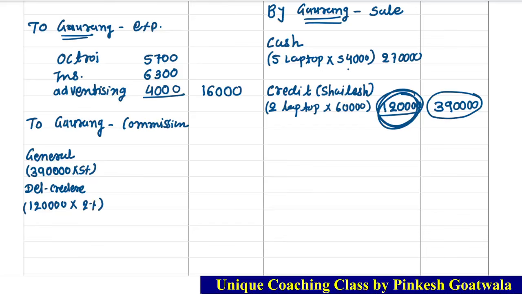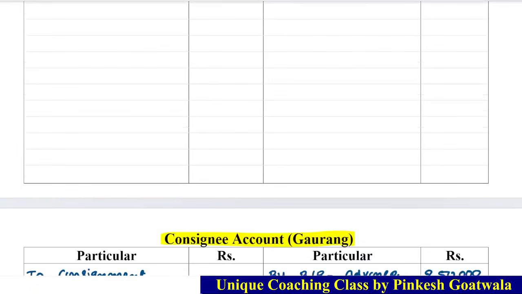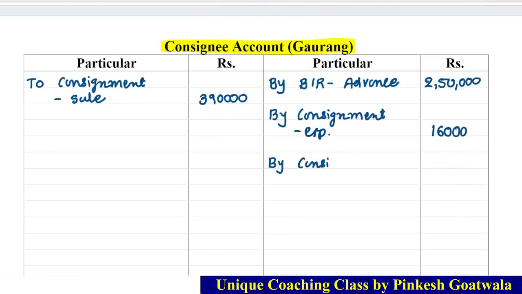So 3,90,000 at 5% is 19,500, and 120 at 2% will be 2,400. So total commission will be 21,900, and cross entry to Gaurang: by consignment commission 21,900.